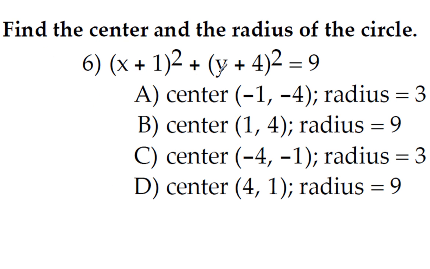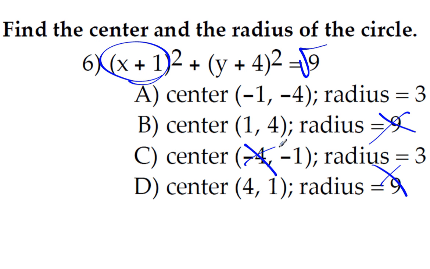Alright, what is the center and the radius? Well, we take the square root of 9 to get our 3. Bam, bam. And then we want to remember things are opposite, and x is going to be the 1 number. It's not going to be a 4. So A is my answer because the 1 matches for my x and my y values.